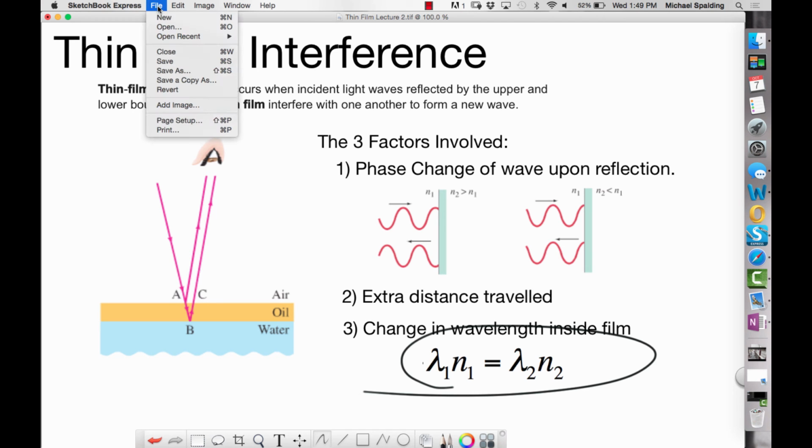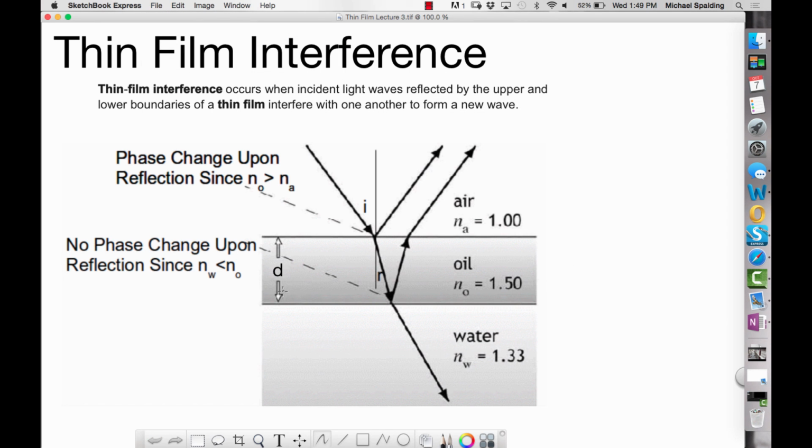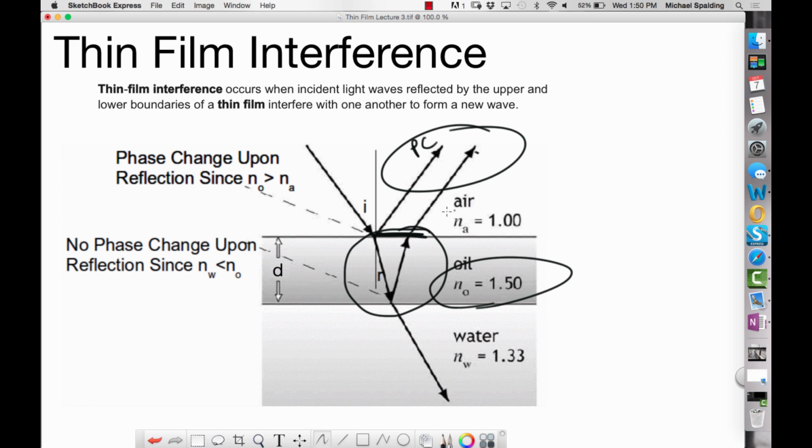All right, but the big thing you got to get your head around, and it's not terribly complicated, is like, all right, if you're going to see a bright spot, that means that these two rays have to be in phase. And you got to factor in when a ray reflects off of a medium with a higher index of refraction, you're going to get a phase change. But what's the second thing to factor in? The second thing to factor in is this extra distance traveled. The extra distance traveled can put these two rays back into phase, right?